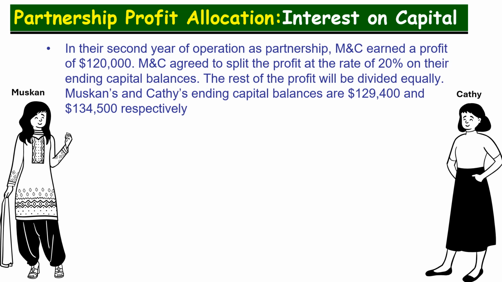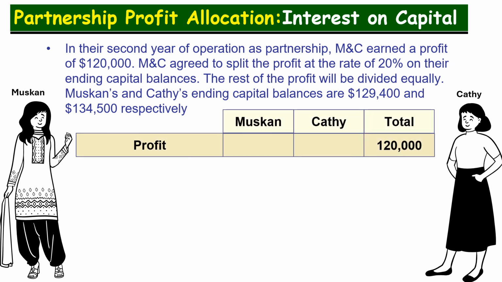So in their second year of operation as a partnership, MNC earned a profit of 120,000. MNC agreed to split the profit at the rate of 20% on their ending capital balances. The rest of the profit will be divided equally. Muskan's and Kathy's ending balances are 129,400 for Muskan, and Kathy's ending balance is 134,500. So let's prepare the profit schedule.